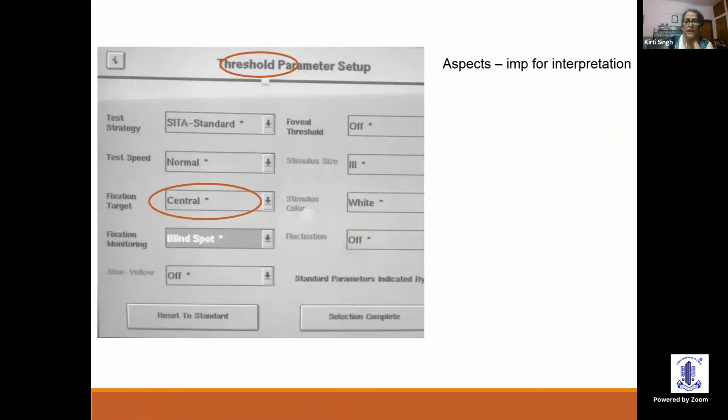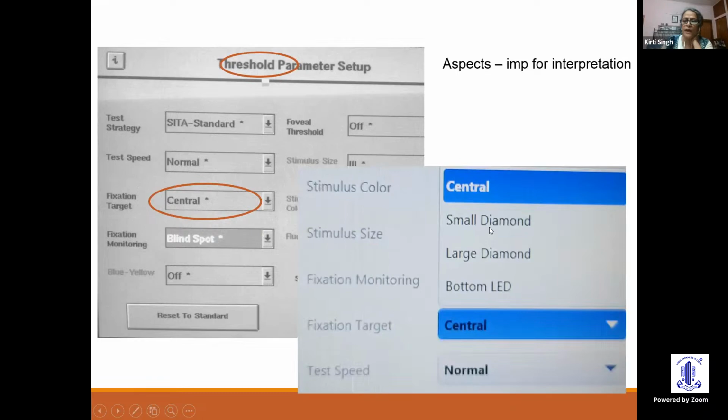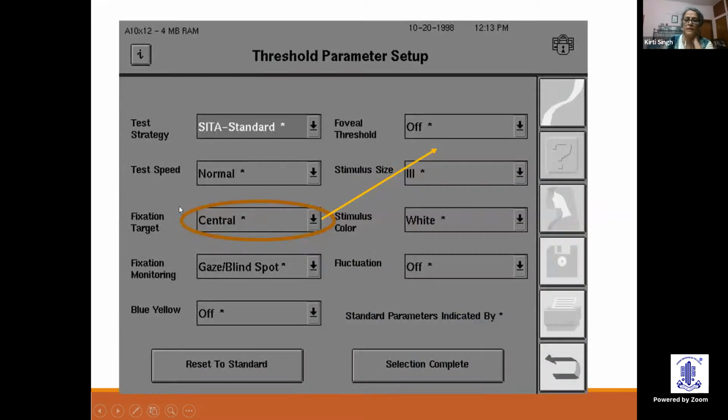Now you come to the aspects which are important for interpretation. I don't want to show our residents just these slides and make you mug them up or ask for a printout, saying, 'Ma'am, can we have that?' I want you to understand it. So fixation target, I'm going to give you all the drop-down menus. When you have the fixation target, you can have the central fixation target, or you can have the small diamond or the large diamond. Invariably, it is central fixation target.